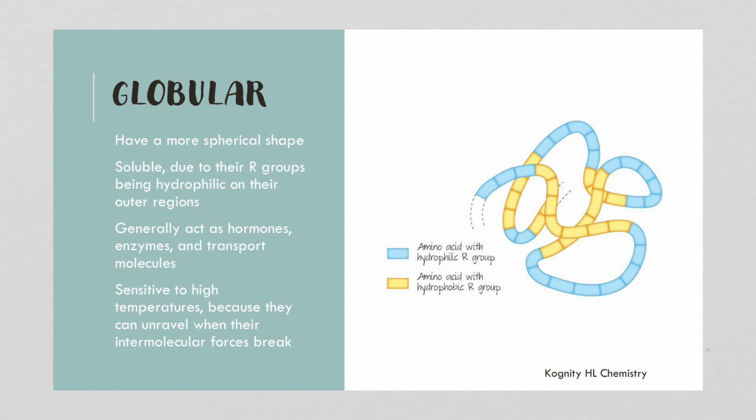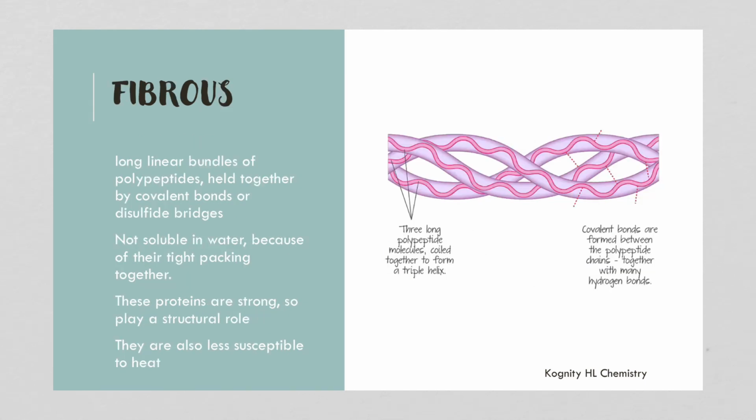And they are sensitive to high temperatures because when the temperature rises, some of their intermolecular forces will break. So the London forces and the hydrogen bonds will be broken and then they'll unravel. So high temperatures are not good for these types of proteins.